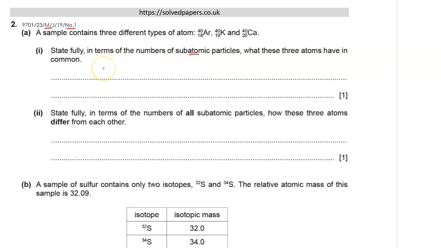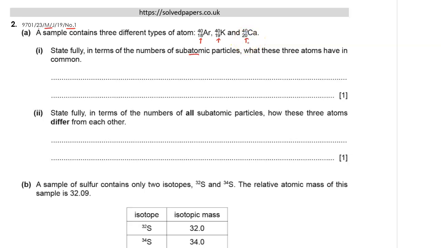In terms of subatomic particles, you can see the nucleon number. Of course, the atomic number of argon is 18. Atomic number of potassium is 19.